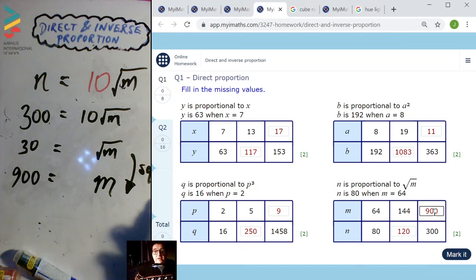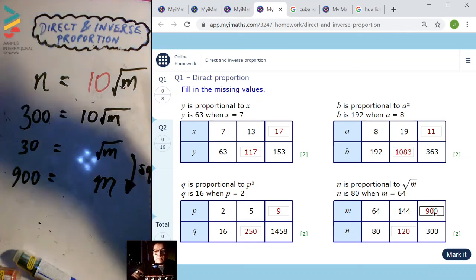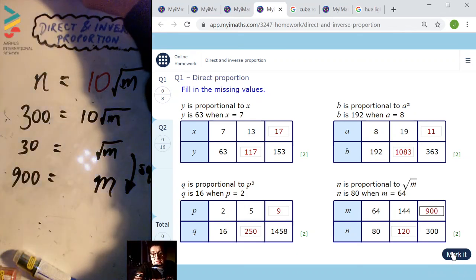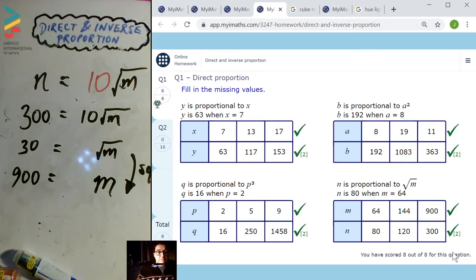And then the last thing that remains to be done is to mark it, so let's do that. And hopefully, there we are, 8 out of 8.